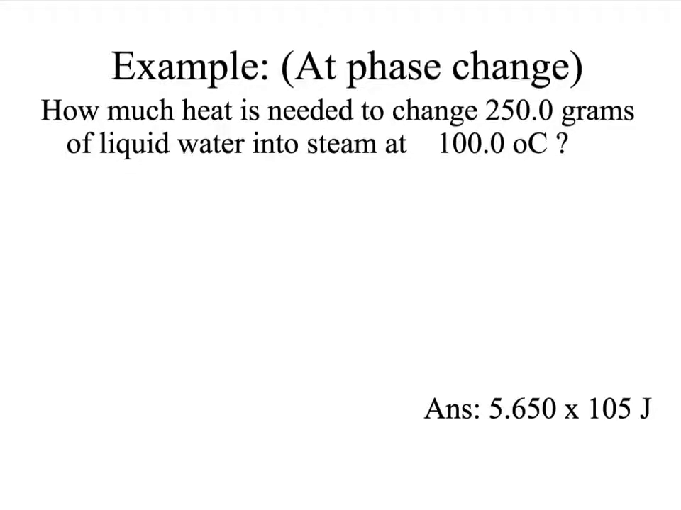So here we have: how much heat is needed to change 250 grams of liquid water into steam at 100 degrees Celsius? We are obviously at a phase change, and we are at vaporization, so we're going to need the heat of vaporization. That is something we can look up, and I will give you that value. The heat of vaporization is 2,260 joules per gram. So it takes that many joules to vaporize 1 gram of water.